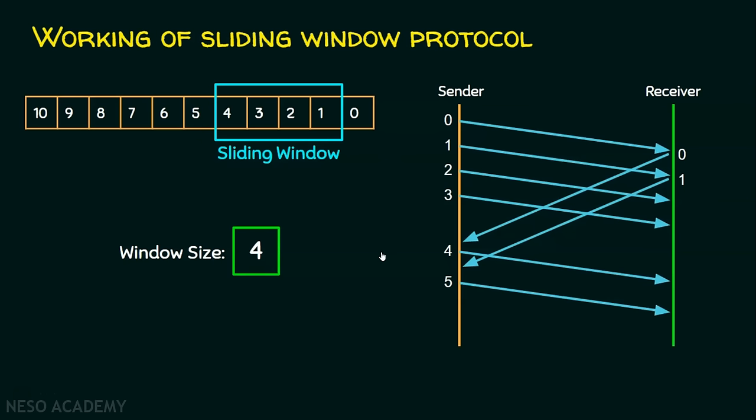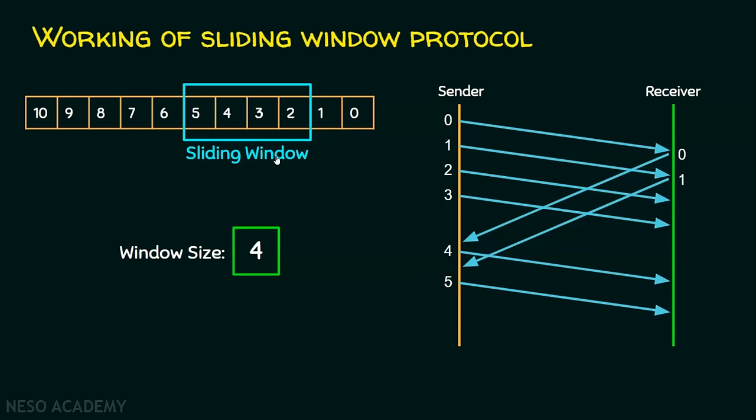Once frame 5 is sent, what happens to the sliding window? It moves a little bit and it says that frame numbers 2 to 5 are not acknowledged, but frame numbers 0 and 1 are acknowledged. So this is the scenario: frame numbers 0 and 1 are acknowledged and frame numbers 2, 3, 4 and 5 are sent but not acknowledged.